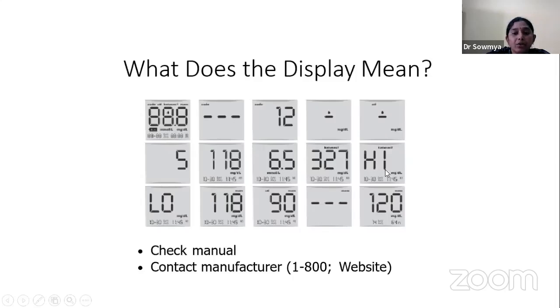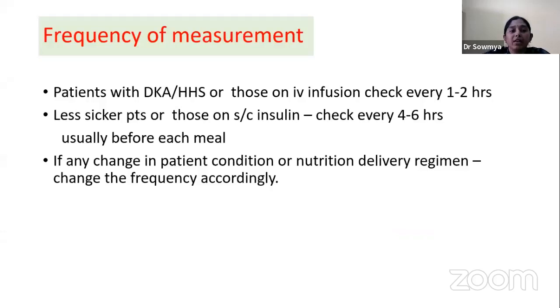HI means the value is very high. LO means the value is very low. All these things we should know: what the display means. If we have any doubts, go back and check the manual to see what the display means.